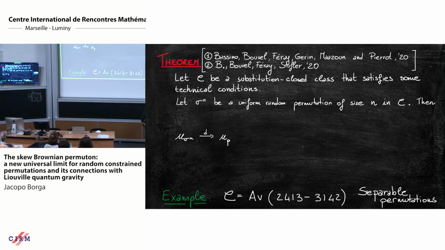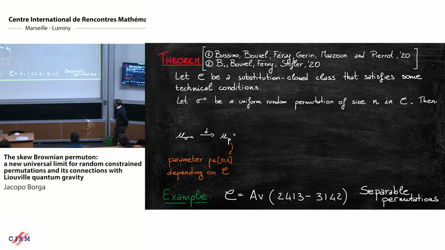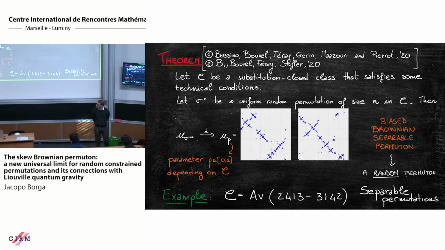Okay. And the result is the following. The permuton limit is a 1-parameter family of random objects that depends on a parameter p between 0 and 1, and I will come back here very soon. And it looks like that. So they are called biased Brownian separable permutons. It's a random permuton, a random measure on the unit square, and can be constructed directly from a Brownian excursion decorated with some signs. Again, I will not construct this object now, but I will tell you a bit before the end of my talk one way of constructing this object.